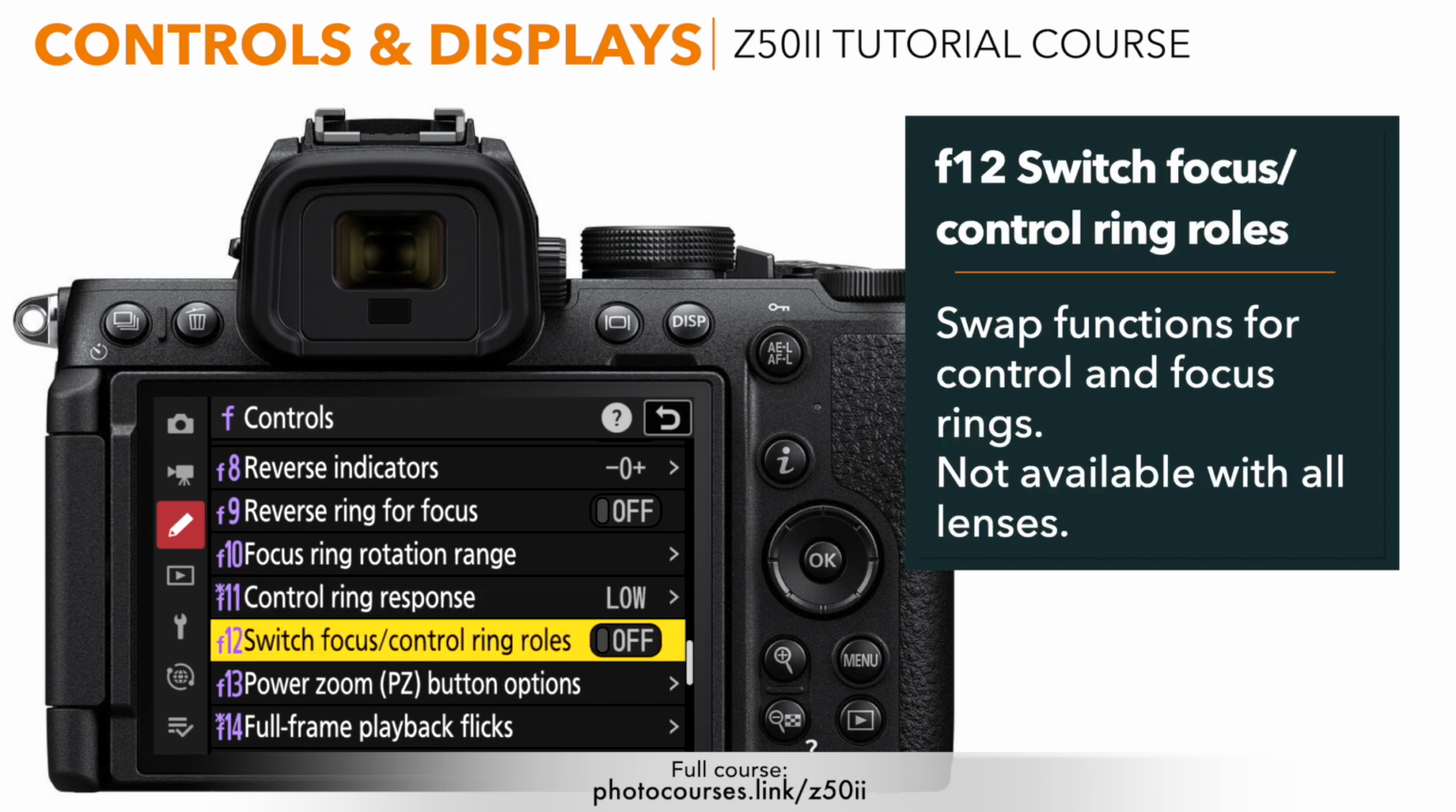F12, switch focus control ring roles. That's going to swap what is set for the focus ring and control ring. The lens zoom ring is always going to be used to zoom the lens.